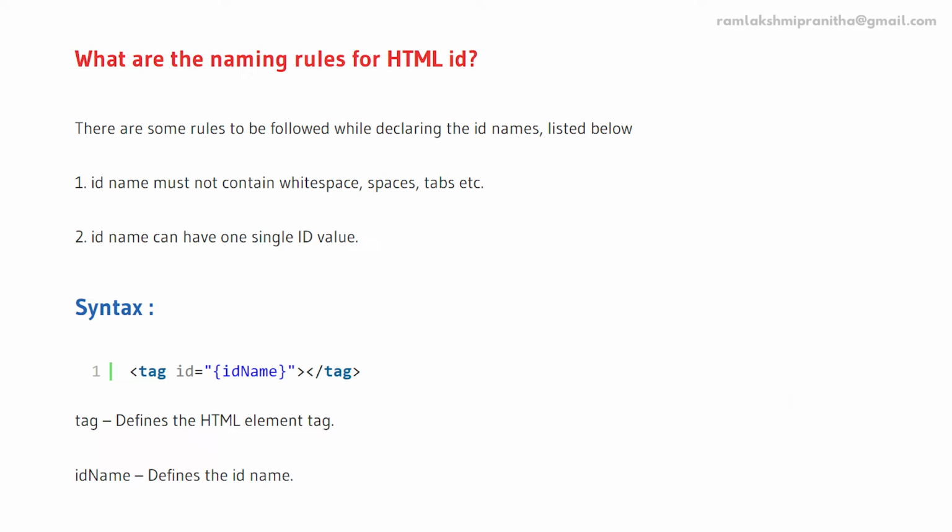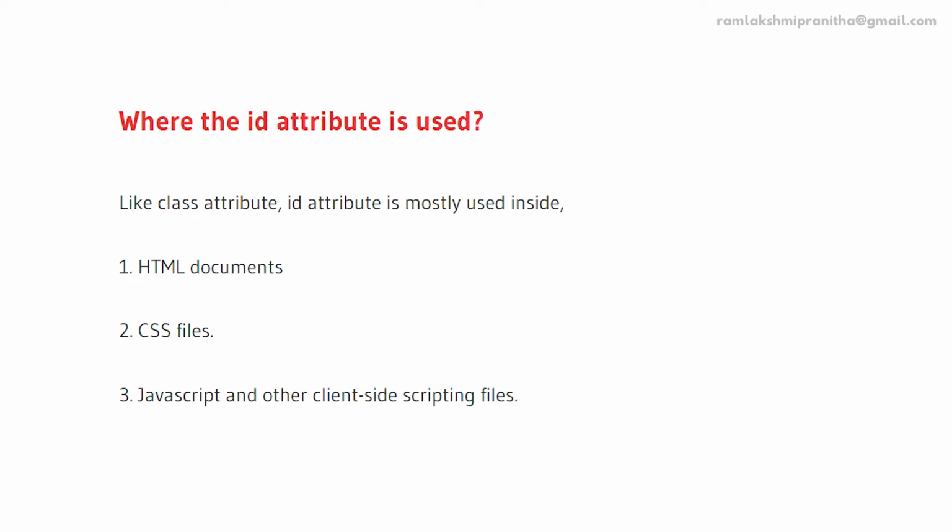Syntax. Tag syntax is defined as an open tag and a closed tag element. Inside the tag, the id attribute is declared to set the id for the tag. Tag defines the HTML element tag. Id name defines the id name, where the id attribute is used. Like the class attribute, the id attribute is mostly used inside 1. HTML documents, 2. CSS files, 3. JavaScript and other client-side scripting files.